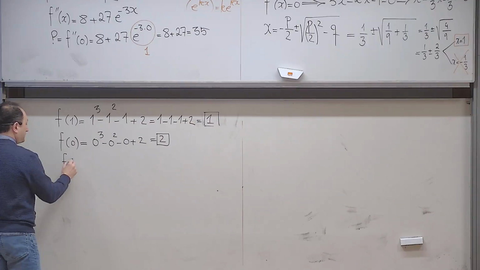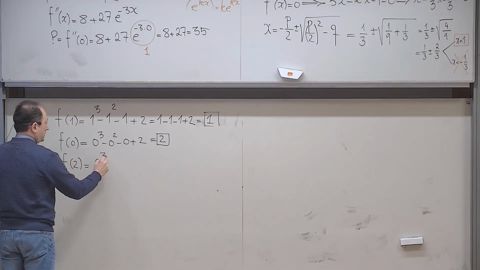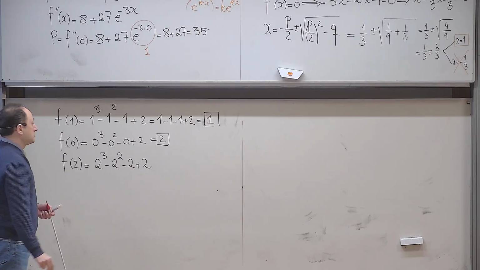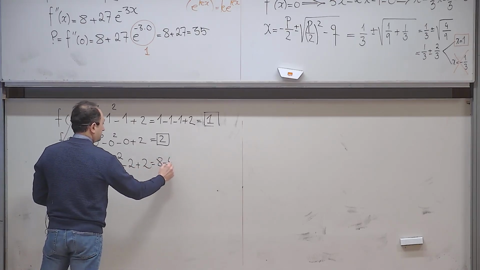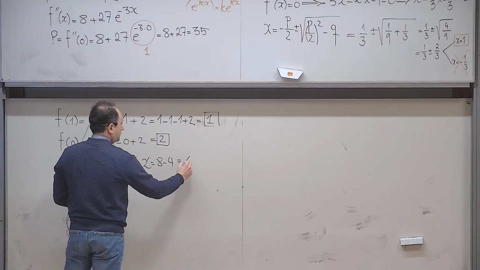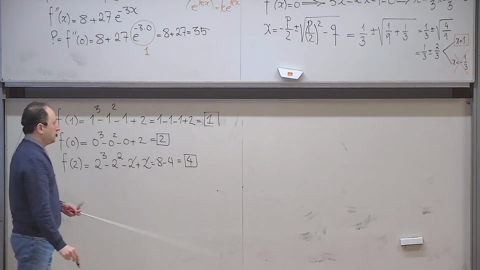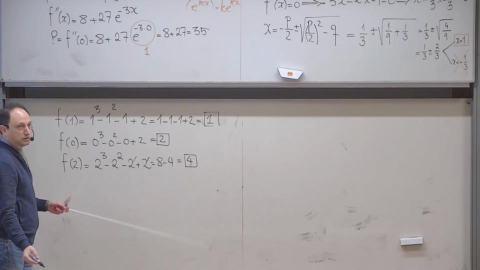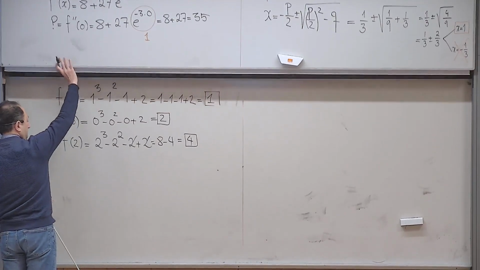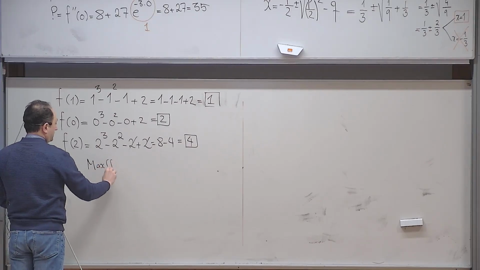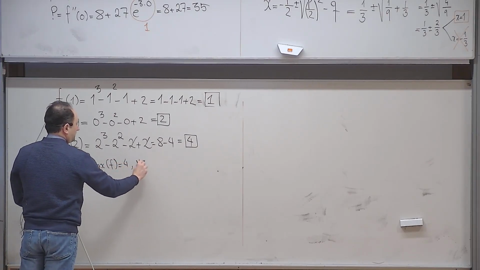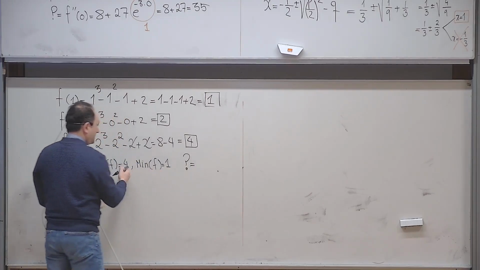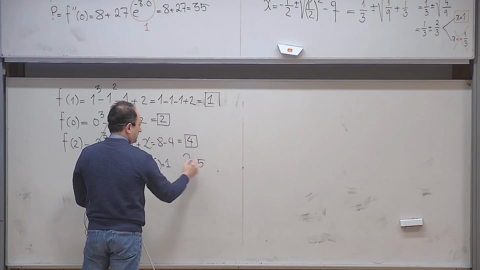And then finally f of 2, you have to replace x with 2. So 2 to power 3 minus 2 to power 2 minus 2 plus 2. So then it becomes 8 minus 4, and these two and that two are gone, so it becomes 4. Okay, now you see between these three numbers, the maximum is 4, the minimum is 1. So max of f is 4, min of f is 1. But the question asks for the sum of these numbers. So it becomes 5.